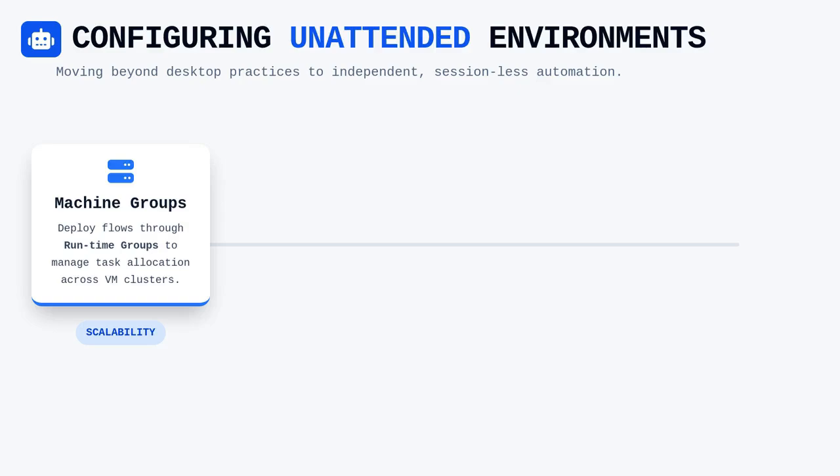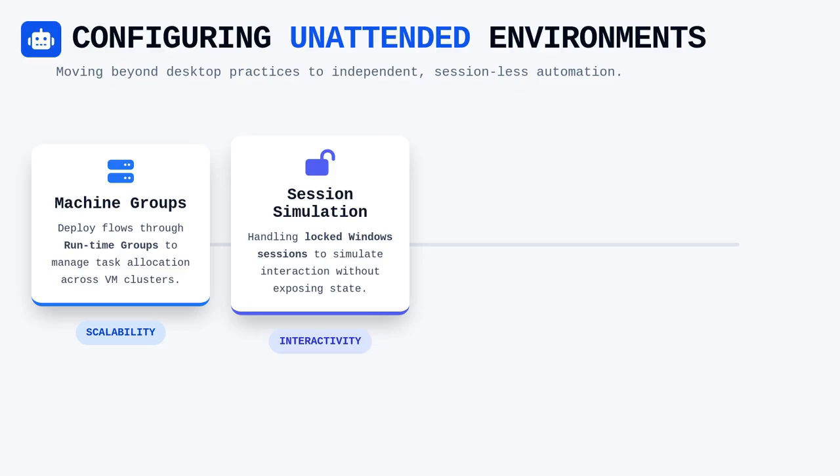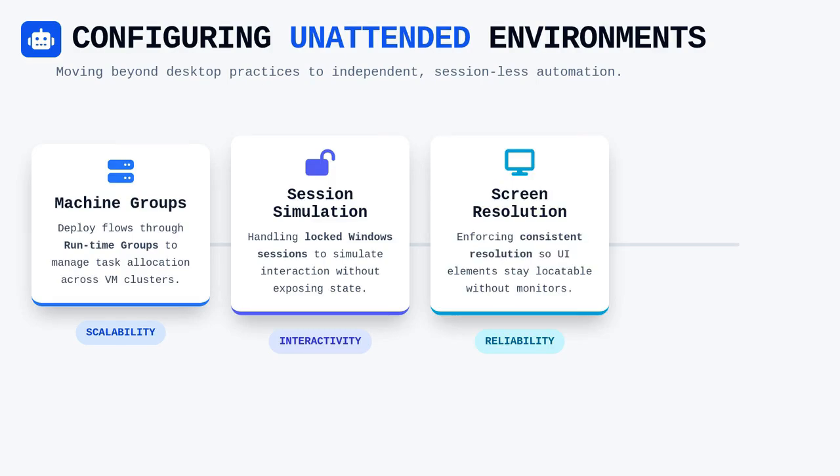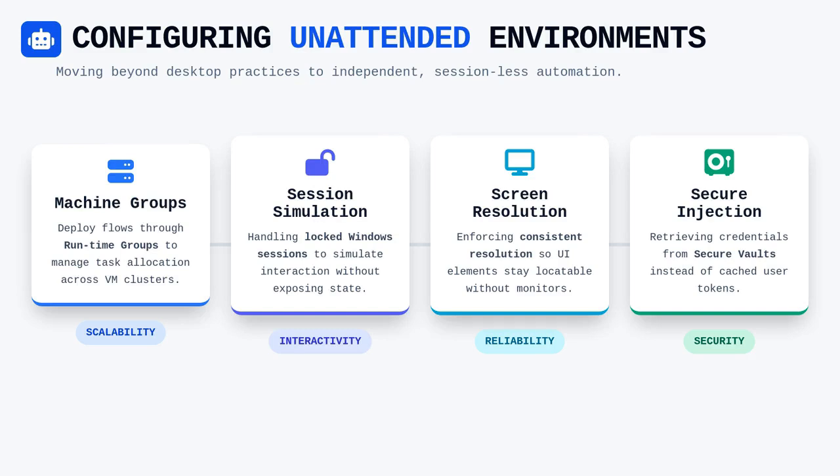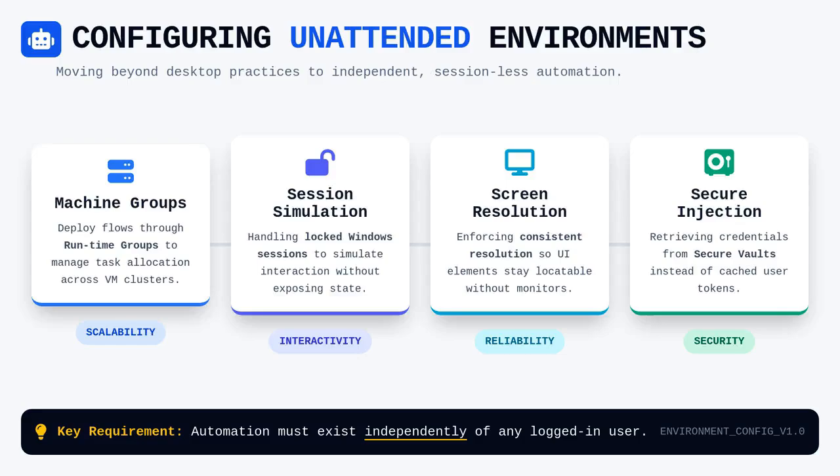A central challenge here involves handling locked Windows sessions, as the bot requires a mechanism to simulate an interactive session without exposing sensitive desktop state information. To facilitate this, we configure the machine environment to handle screen resolution consistently, ensuring that UI elements remain locatable even when the physical monitor is absent. Furthermore, secure credential injection becomes non-negotiable, as the automation must retrieve credentials from a secure vault rather than relying on cached user tokens or manual entry.